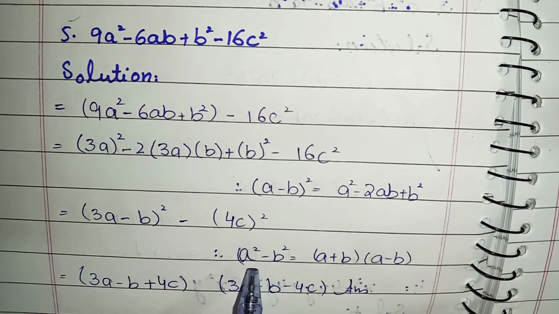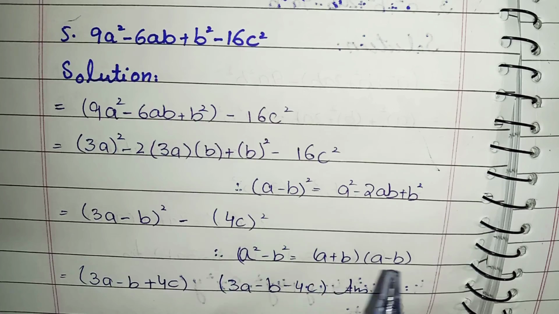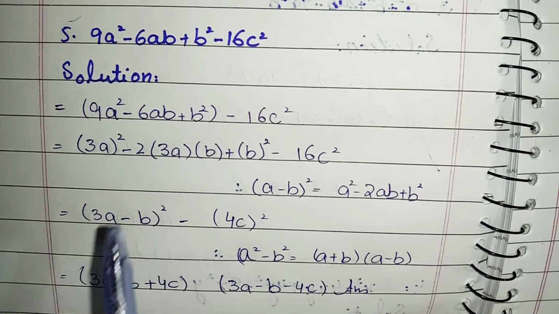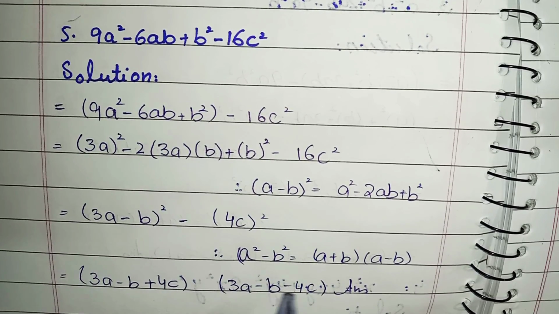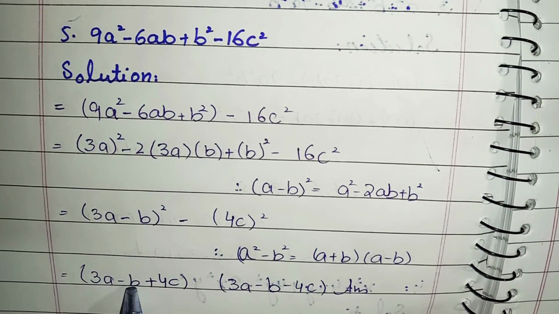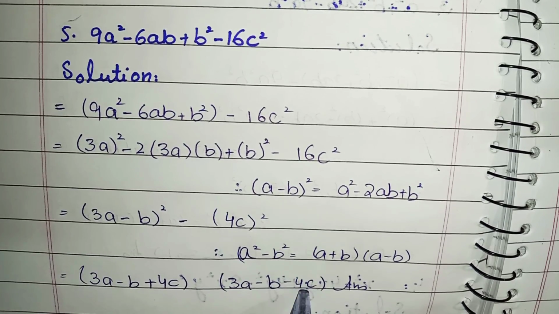Now we will use our formula a square minus b square is equal to a plus b into a minus b. Firstly, we will write both terms with plus sign, then with minus sign: 3a minus b plus 4c into 3a minus b minus 4c.